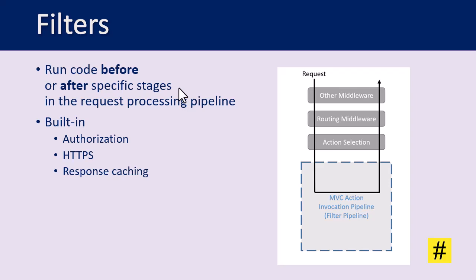And there are some built-in filters like authorization. You use authorization to check if the user has logged in and has access to the specific page or action in a controller. There are other built-in filters, but of course you can also implement your own filters and add them to the MVC pipeline.